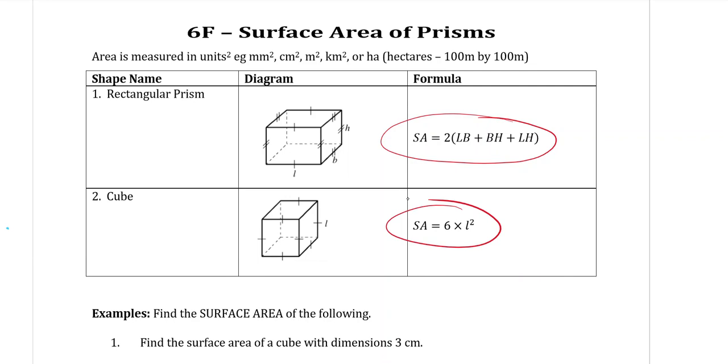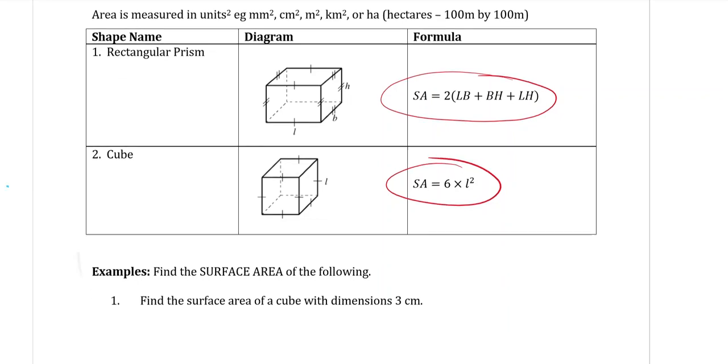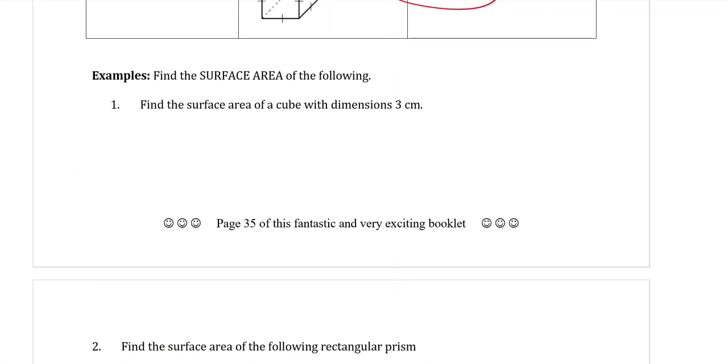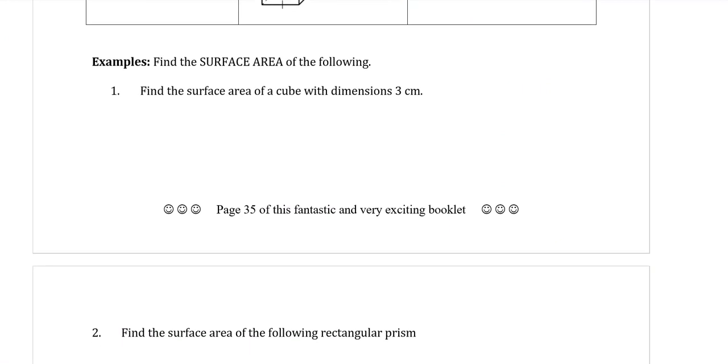You don't have to memorize them because you're going to put them on that formula sheet. You could even do that now while we're there. Okay, question number 1. Find the surface area of a cube with dimensions 3 centimetres. That means the length is 3 centimetres.